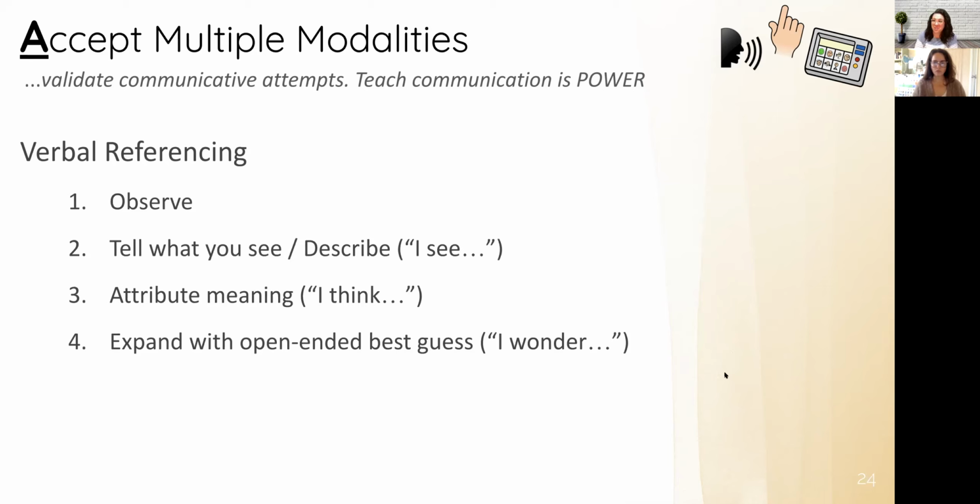So what Maggie was talking about and kind of alluding to and working up to is verbal referencing. And I think we've mentioned this before in some of our modules as well, but we're really going to dive into it and actually practice it here on a couple of the slides. So verbal referencing is where we observe the student, their mannerisms, what they're doing, the situation around them. We're then going to label and tell the student what we're seeing about their body and what they're doing, and describe it. We are then going to attribute meaning to what we think they mean by their body. And then we're going to expand it with an open-ended best guess.